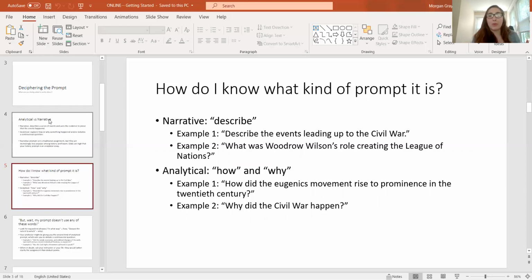What was Woodrow Wilson's role in creating the League of Nations? Again, if you've read your textbook and your other source materials, this is a straightforward assignment that you can just pull pieces from and you can describe what Woodrow Wilson did.